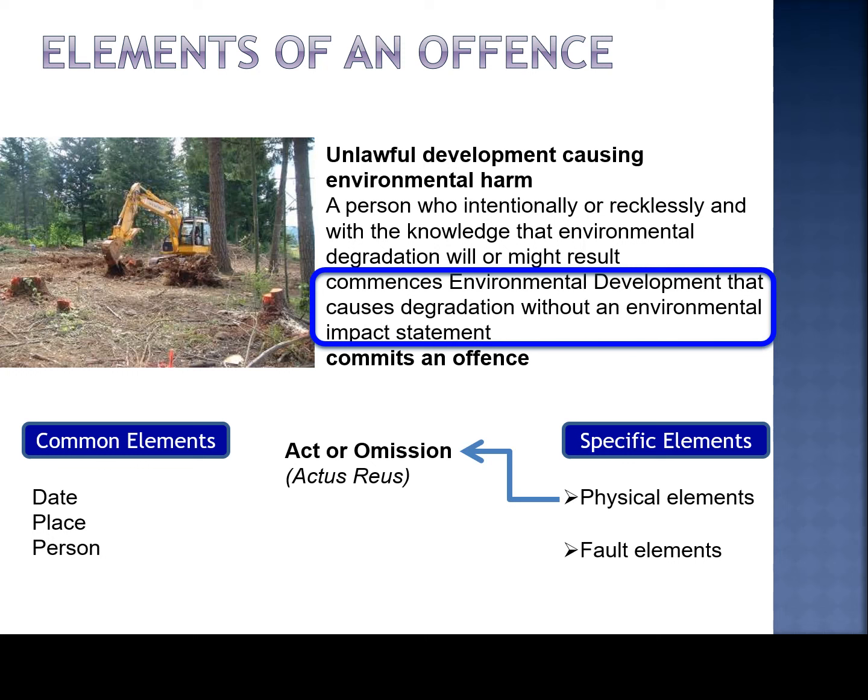So the idea behind determining elements of the offence is to break down the offence into bite-sized chunks of things that we need to prove. We want to make succinct statements of what parts of the offence we need to prove. You could say the element is that environmental development commenced, that it caused degradation, that it was without an environmental impact statement. But there are three separate things that we need to prove, so we're better off breaking those down into three separate elements rather than one big element.